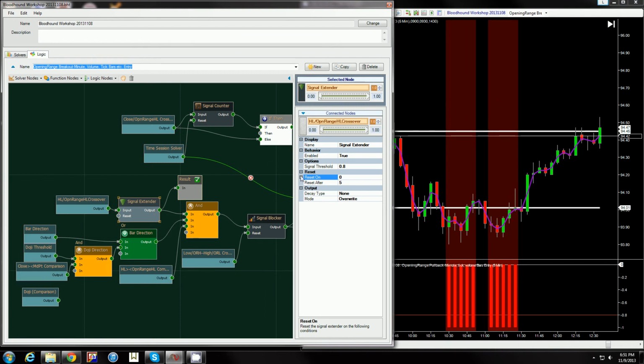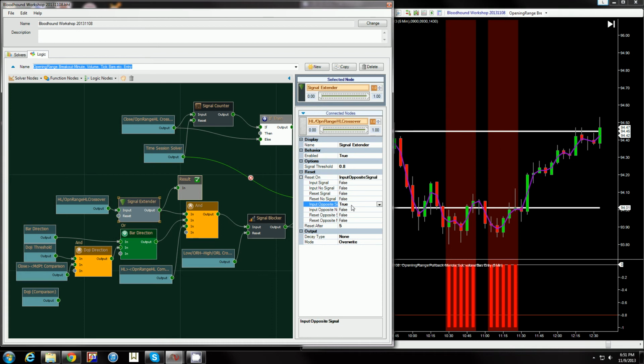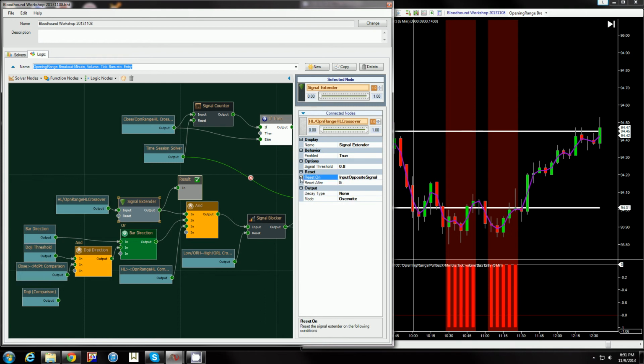You know what? What if perchance it just happens to do that? So let's reset it on input opposite signal. So if it happens to go back up and cross back above the opening range, then that would give us an opposite signal, because we're extending it forward with a short signal. So if we get an opposite signal, it'll reset that. Doesn't really matter, but let's account for it anyhow. There we go.